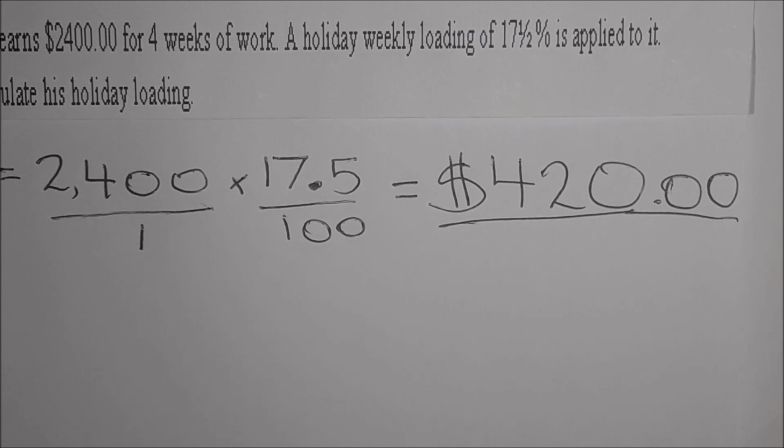Okay, so she put the answer in. On the calculator it says 420, so it's $420. And that would just be for the holiday loading. So you would add that on to 2,400 to get the total salary for the 4 weeks. And it would have to be more than 2,400. It has to be 17.5% more. Very good.